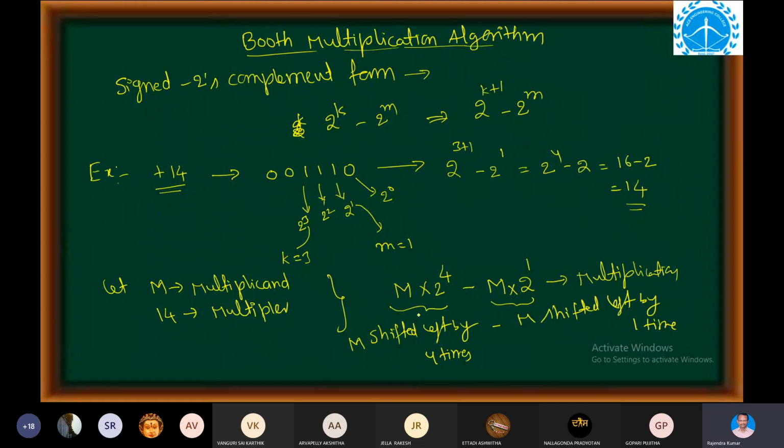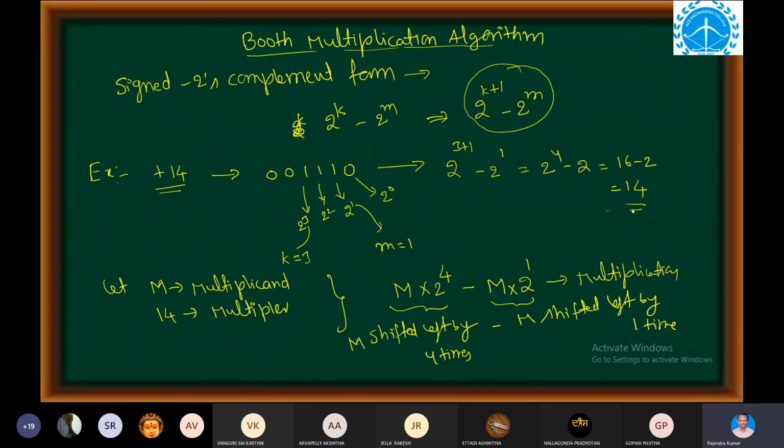So this is the thing here. I'll explain again. How can 14 be represented? 14 can be represented in binary form as 1110. So 2 power 0, 2 power 1, 2 power 2, 2 power 3, like that. The ones run from 2 power 3 to 2 power 1. Now we can represent this number as 2 power 3 plus 1 minus 2 power 1. That means 2 power k plus 1 minus 2 power m.